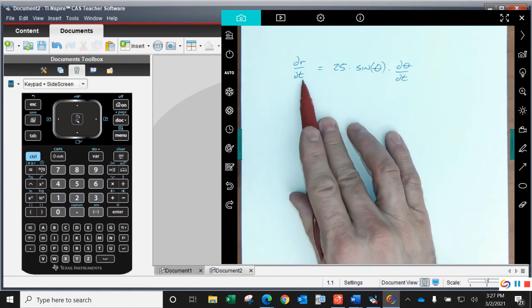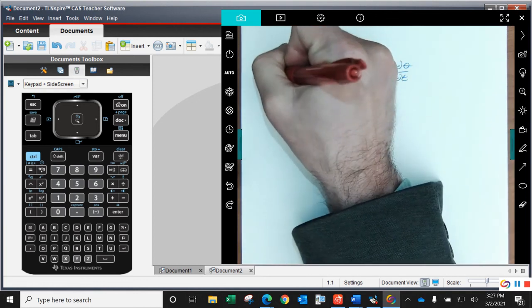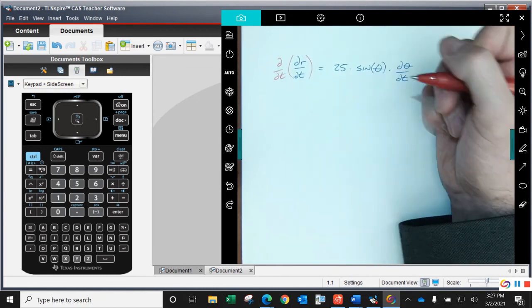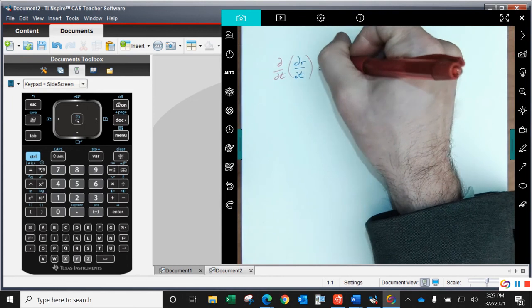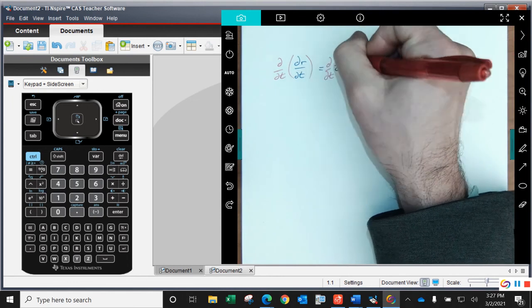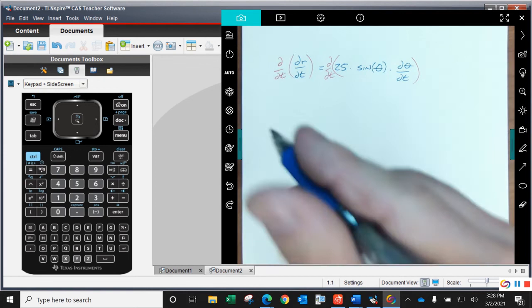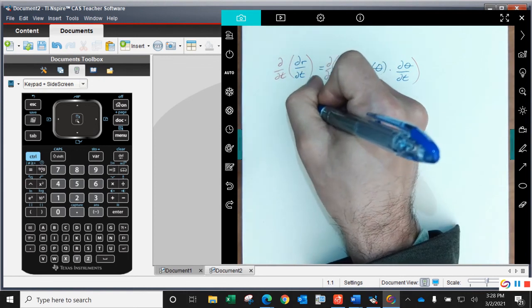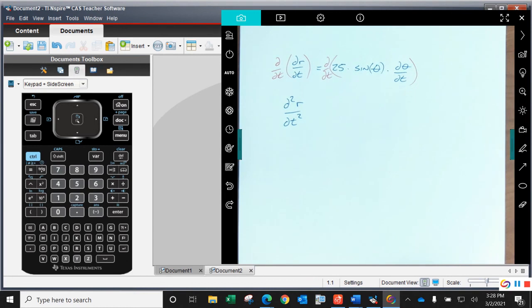So I've carefully copied down the derivative of r with respect to t, and I'm going to take the derivative with respect to t so I can find the second derivative. Alright, so I'm going to differentiate with respect to t. Now on the left side, what we'll find is the second derivative with respect to t, conveniently written in Leibniz notation. On the other side, we will need our product rule.